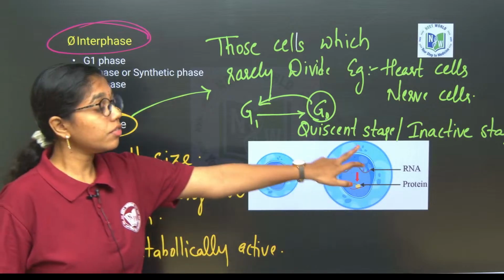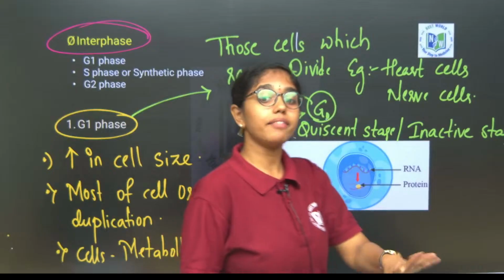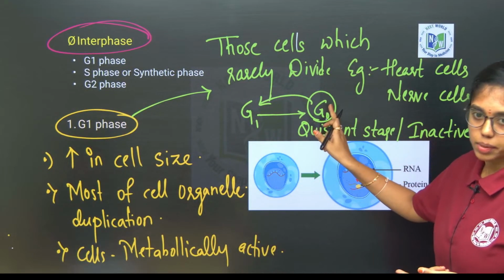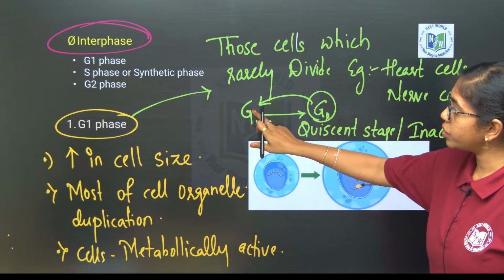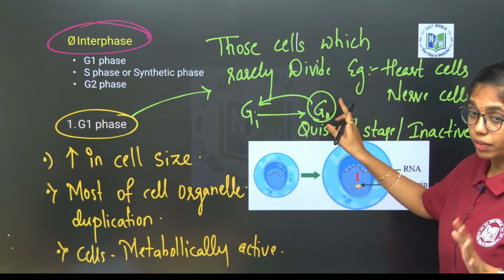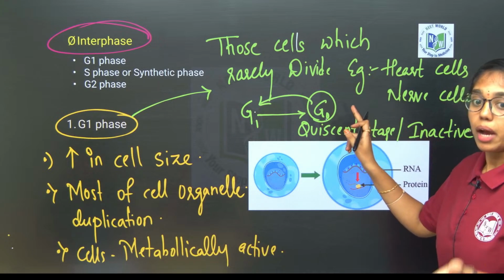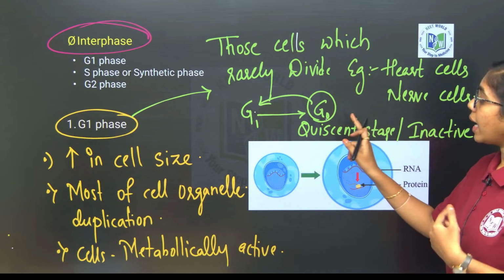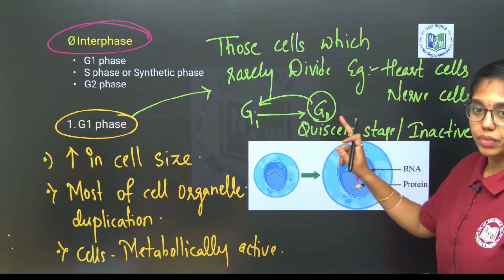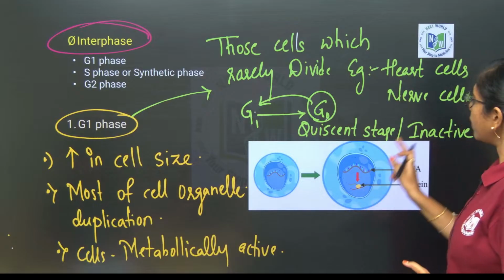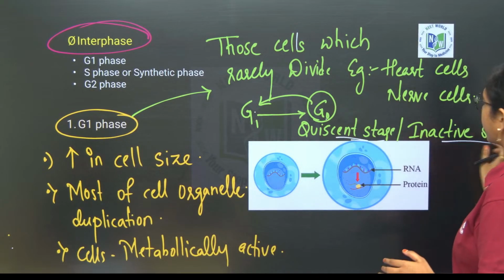This is an inactive stage because they are not dividing, we can't consider these cells as dead cells. Those cells which are entering from G1 to G0, we can't count them as dead cells because they are metabolically active. But then they are not conducting any division. They are not entering into the next phase of the cell cycle. That is why we are calling this stage the inactive stage.